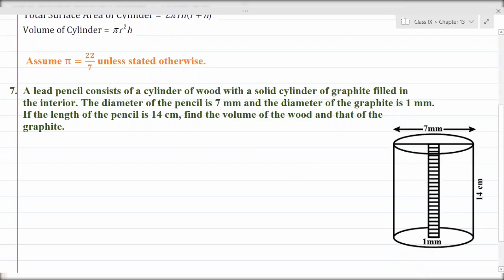Now one thing, see, graphite is a solid cylinder, but the wood which we have used is not solid, because graphite is inside it. If we remove the graphite, then the portion of the wood will become a hollow cylinder. So here, to find out the volume of the wood from the volume of the pencil, we have to subtract the volume of the graphite. So see, first of all, in the case of graphite, here I will write down in a graphite.